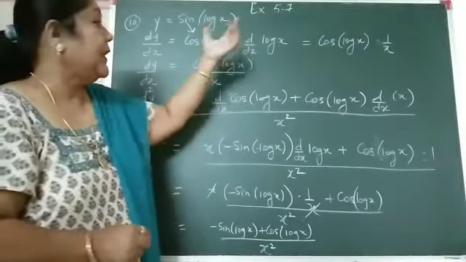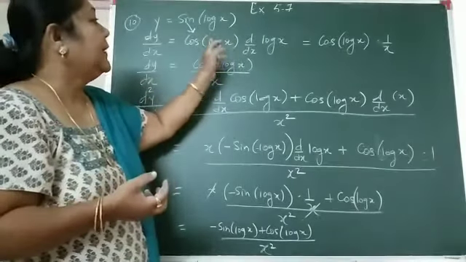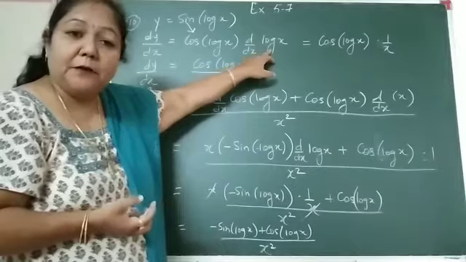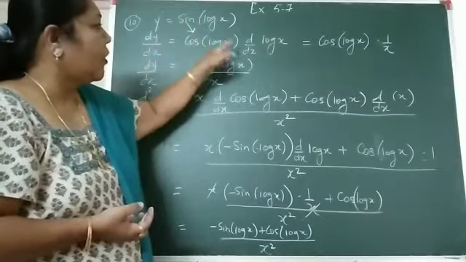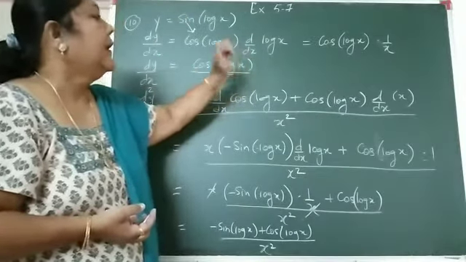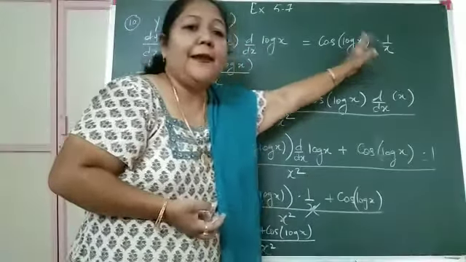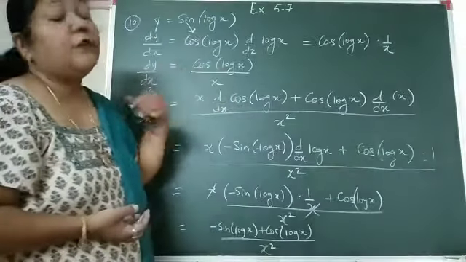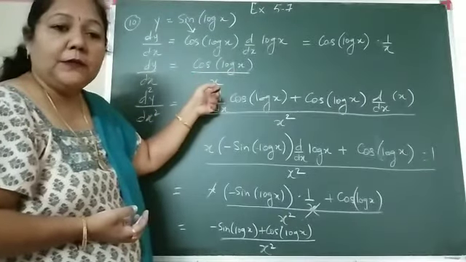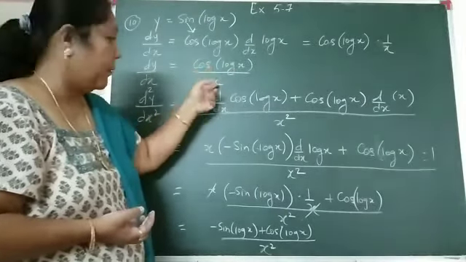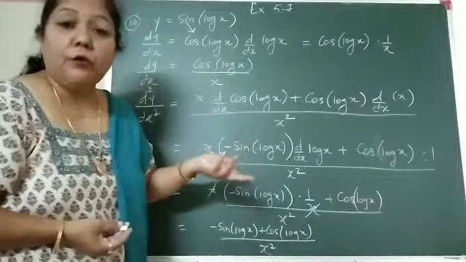But chain rule says if the bracket of cos is not a single x, not a simple term, then we have to differentiate it one more time. So sine of log x became cos of log x into d by dx of log x. Now the differentiation of log x is going to be 1 upon x. So therefore my answer of the first differentiation became cos of log x upon x. Now I have to differentiate it one more time.